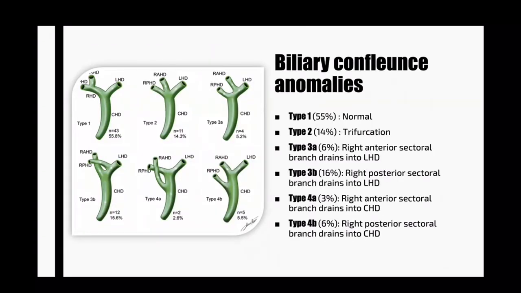Type 1, which is normal. Type 2 is trifurcation, which means that the common hepatic duct gives way to the left hepatic duct, right anterior, and right posterior directly, also without a stump. Type 3A, right anterior from the left hepatic duct. Type 3B, right posterior from the left hepatic duct. Type 4A, right anterior from the common hepatic duct. And type 4B, right posterior from the common hepatic duct.